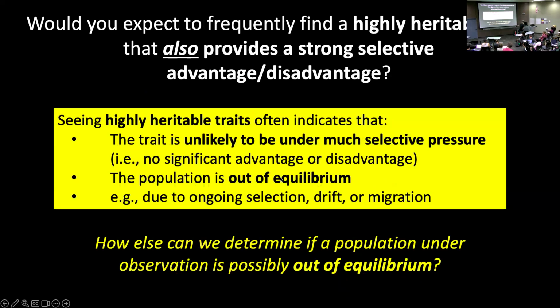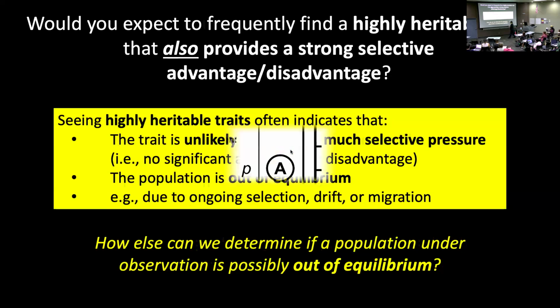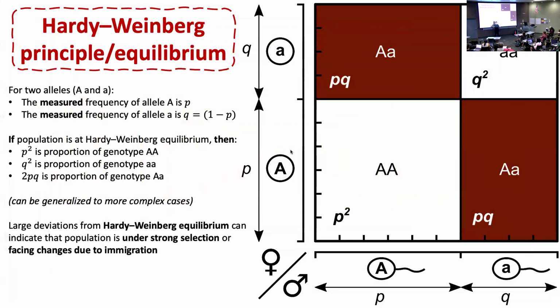So how do we know how close we are to equilibrium? If we're close to equilibrium, maybe we can start making inferences about selective pressure. If we're far from equilibrium, then maybe this is a transient case. And if we come back a little bit later, then the heritability values are going to change. And so that's what we want to get to next here, which is Hardy-Weinberg.